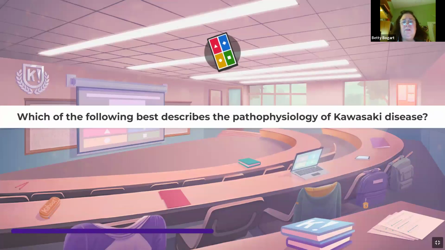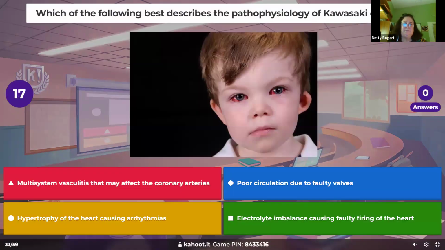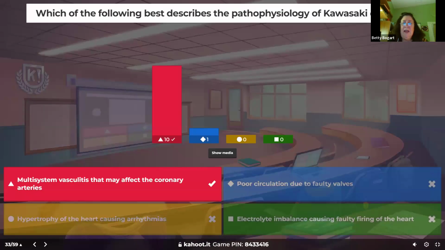Which of the following best describes the pathophysiology of Kawasaki disease? Remember again, this is a viral condition, but it can be extremely dangerous. And it's what we call a vasculitis. And our concern is those coronary arteries. One of the first things that they'll order is an echocardiogram to look at those coronary arteries.